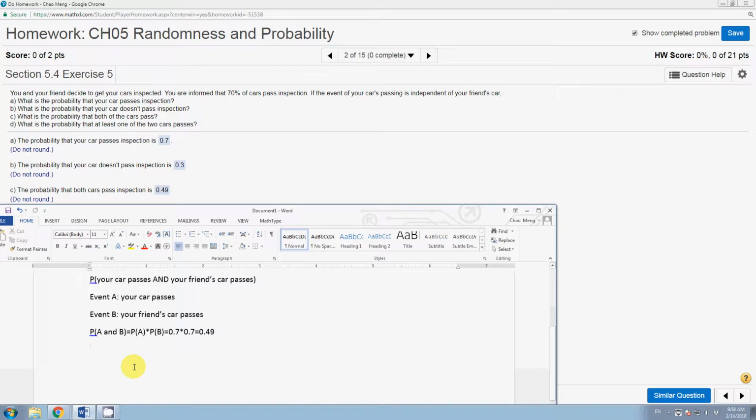Okay, class, let's continue with question number 2. In this video, we are going to work on part D. So the question is, what's the probability that at least one of the two cars passes the inspection?